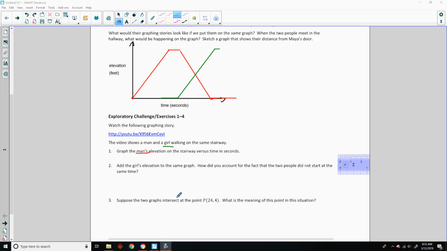Number three says, suppose the two graphs intersect at a point (24, 4). So now they're saying the intersection point is (24, 4). That is right here. So that is 24 seconds. Right here, (24, 4). And so this is elevation 4 feet. So at 24 seconds, they were at 4 feet, is what that means. So what is the meaning of this point in the situation? At 24 seconds, they were at the same location, which is 4 feet off of the first floor.